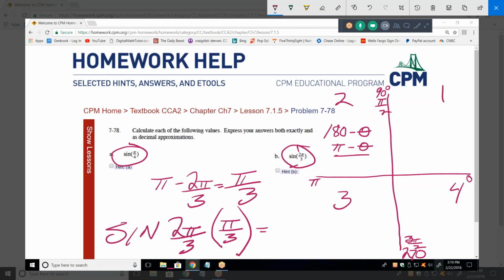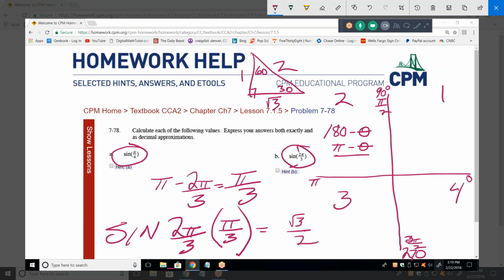Well, pi over 3 is 60 degrees, right? 3 times 60 is 180. If you refer back to this special triangle, it's 1 opposite the 30-degree side, square root of 3 opposite the 60, 2 is the hypotenuse. Tell me what the sine of 60 is. Not with your calculator, but from that triangle. Square root of 3 over 2. Opposite side, square root of 3 over 2. So that's the numerical value.